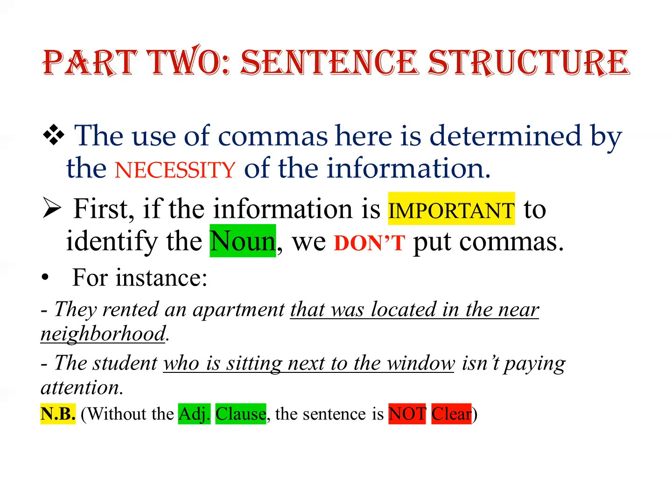This is the function of the adjective clause. It describes the noun. It makes it more obvious, makes it identifiable. But without it, the sentence will be general. It won't be clear. In this case, we don't put commas.